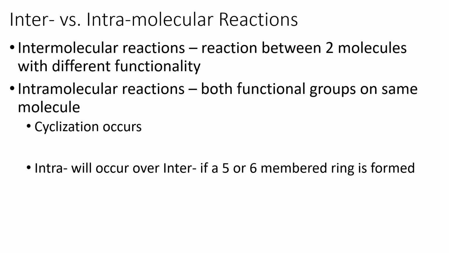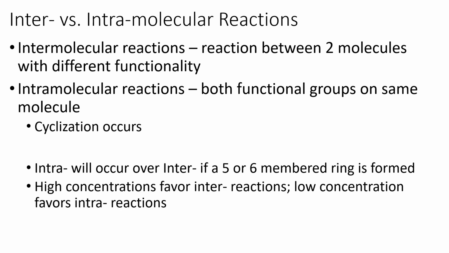So if we can form a very stable ring, we will see that cyclization happen instead of a reaction between two different molecules. If we have really high concentrations of our reaction species, then we tend to favor the intermolecular reaction over the intramolecular reaction. If we decrease our concentration of our reaction species, then we can favor the intra over the inter. And this just goes back to kinetics.